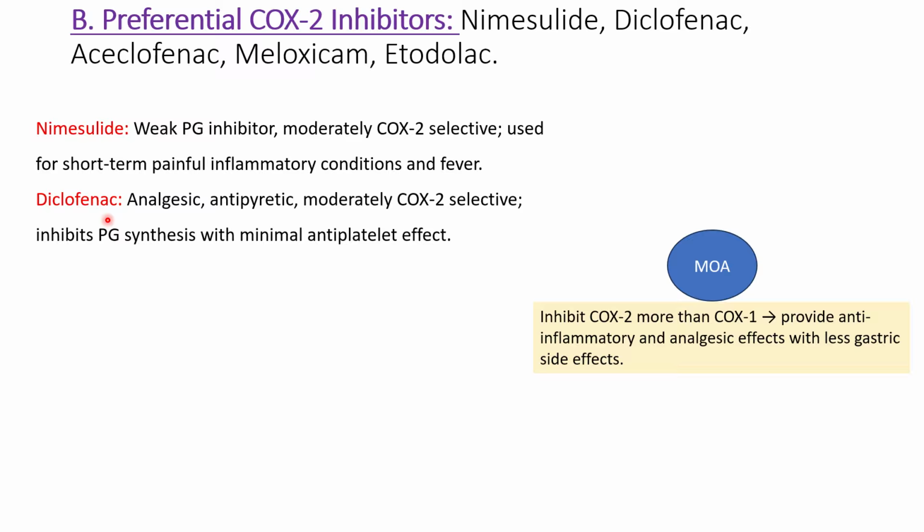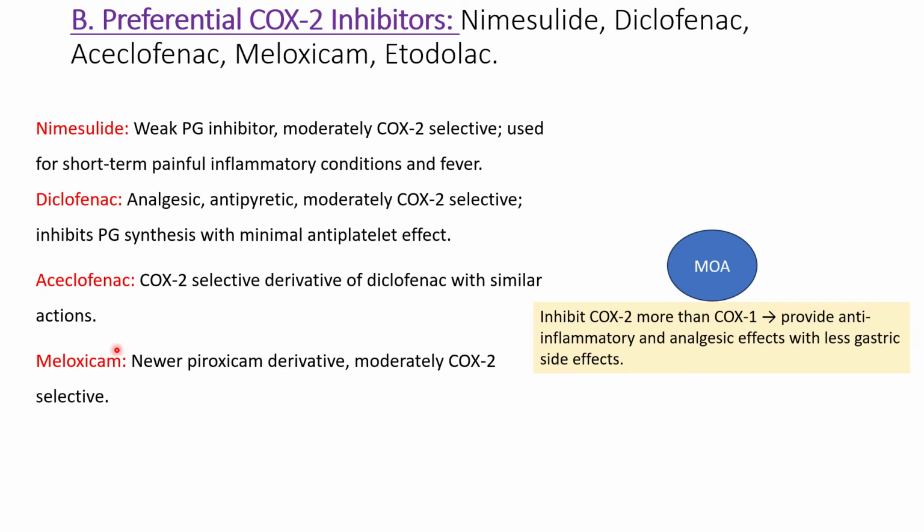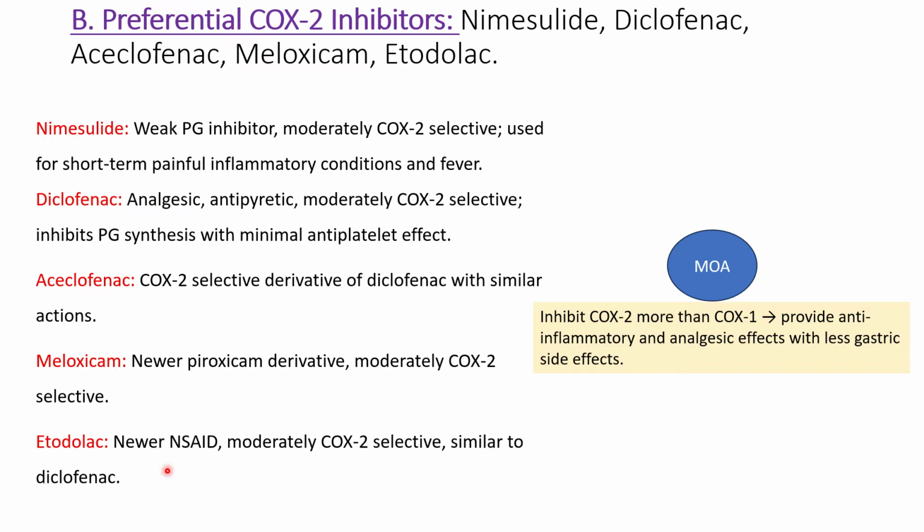The next is diclofenac. Diclofenac is analgesic, antipyretic, a moderately COX-2 selective inhibitor, and inhibits the PG synthesis with a minimal antiplatelet effect. Then aceclofenac, a COX-2 selective derivative of diclofenac with a similar action. Then meloxicam, a new piroxicam derivative. It is a moderately COX-2 selective inhibitor. Then etodolac, a new NSAID, again a moderately COX-2 selective inhibitor similar to diclofenac.